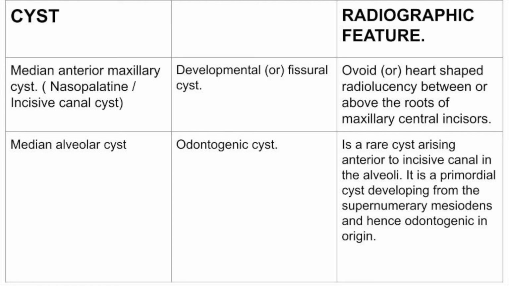Median alveolar cyst. It is an odontogenic cyst. It is a rare cyst arising anterior to the incisive canal in the alveolus. It is a primordial cyst developing from the supernumerary mesiodens and hence odontogenic in origin.